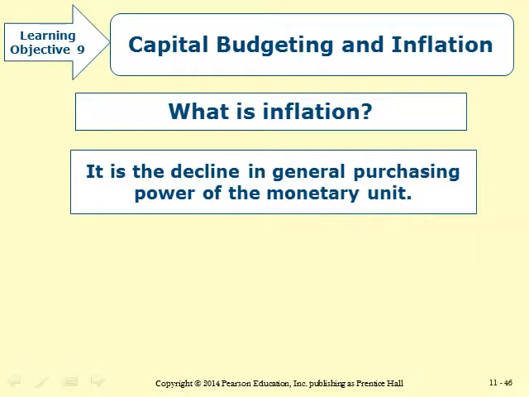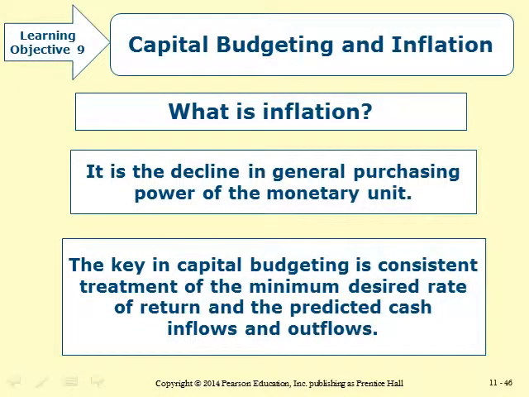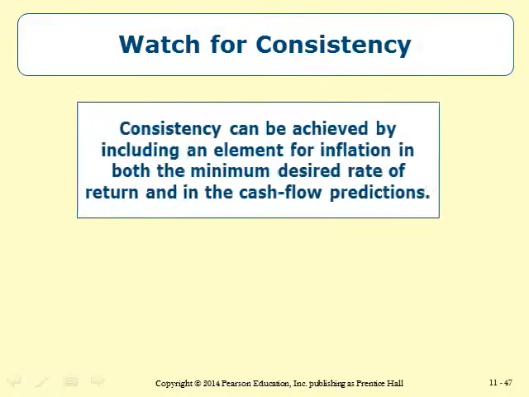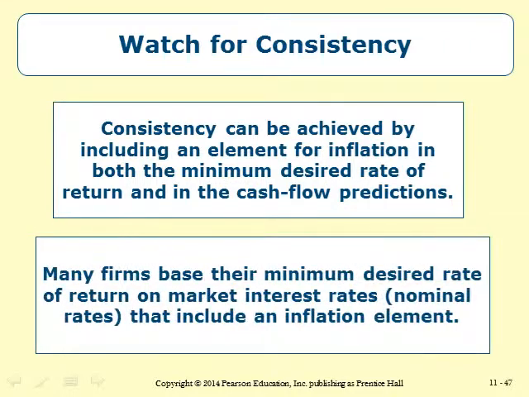So inflation is defined as the decline in the general purchasing power of the monetary unit. The key to appropriate consideration of inflation in capital budgeting is consistent treatment of the required rate of return and the predicted cash inflows and outflows. To this end, we can achieve such consistency by including an element for inflation in both the required rate and in the cash flow predictions. Many firms base their required rate of return on the market interest rates, also called nominal rates, that include an inflation element.